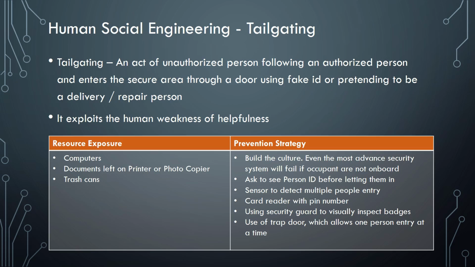Prevention strategy largely depends on the level of security required. Some of the options are to build a culture, because even the most advanced security system will fail if occupants are not on board. Asking to see a person's ID before letting them in. Sensors to detect multiple people entering at the same time. Card readers with PIN numbers. Using a security guard to visually inspect badges before letting them in. And finally, using a trapdoor, which allows only one person entry at a time.